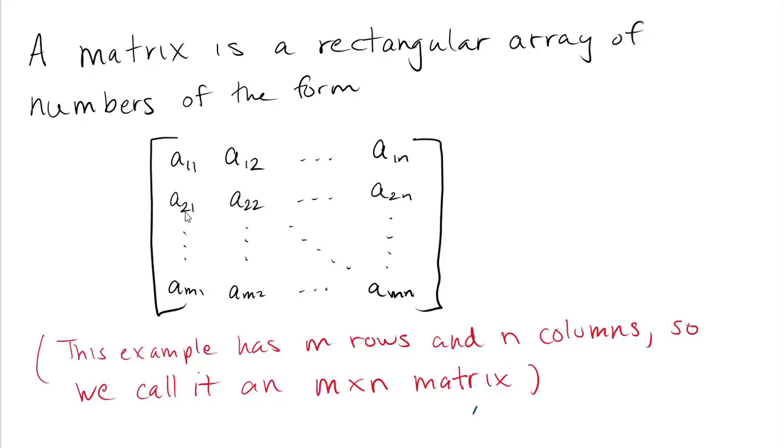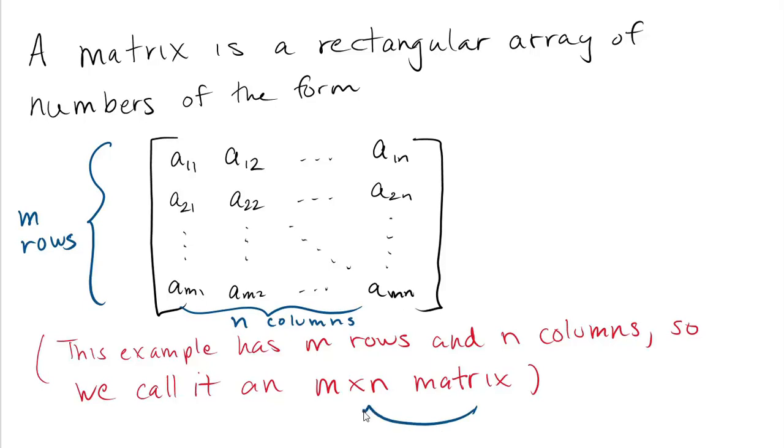Underneath A11 you see A21, which indicates that we're in the second row, first column. And next to that A22, second row, second column, and so on, all the way down to the bottom, which I've denoted the mth row. So mth row, first column, mth row, second column, all the way to the mth row, nth column. So this example has m rows and n columns, and so we call it an m by n matrix. This is read m by n.